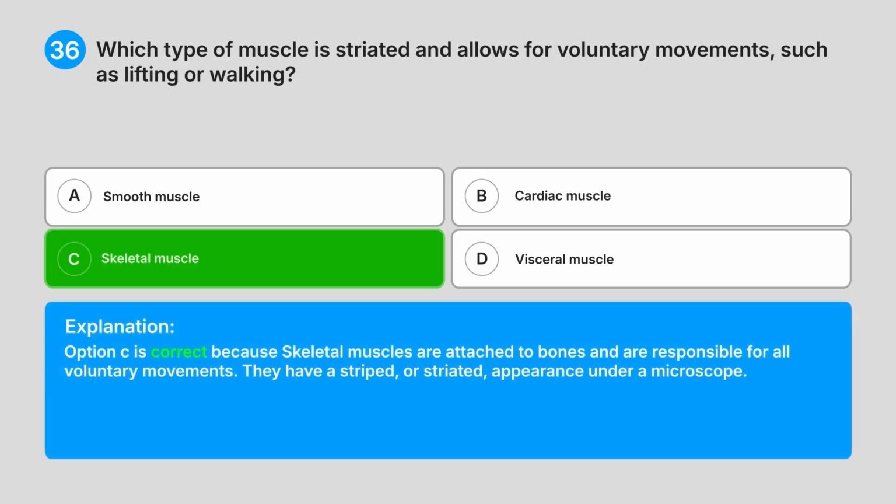Explanation. Option C is correct because skeletal muscles are attached to bones and are responsible for all voluntary movements. They have a striped or striated appearance under a microscope.